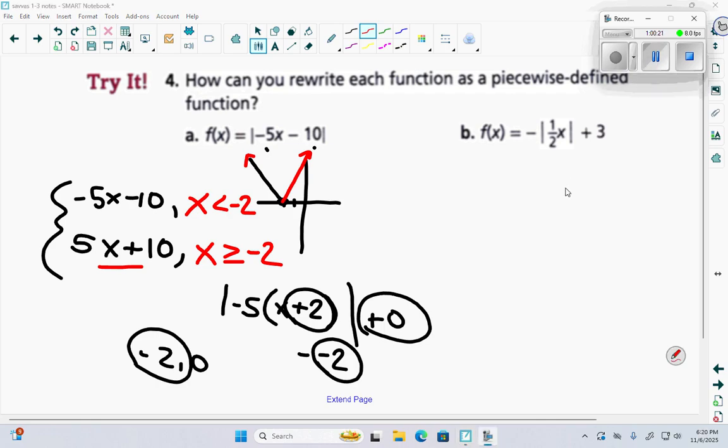Okay. So this one I'm doing with you just because it's a little bit different. You can't factor out a negative or factor out a 1/2 because this one over here was all inside the absolute value. This one is not. So this one's a little bit different, so I'm doing this one with you.